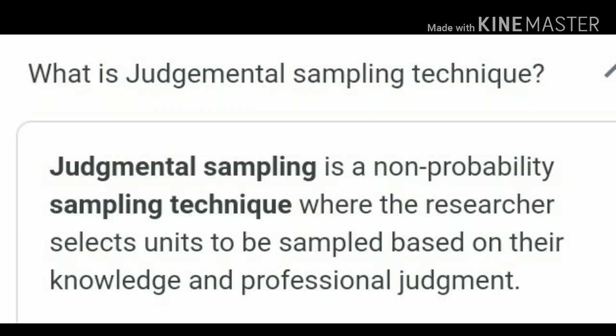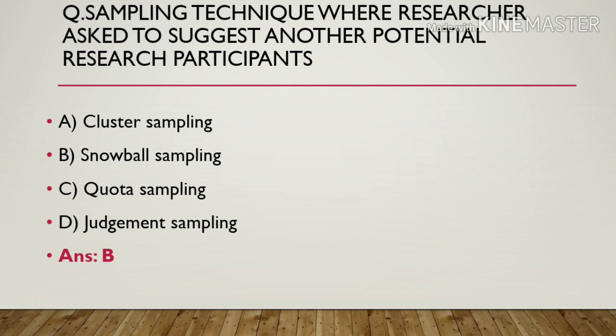Judgment sampling is also a non-probability sampling technique where the researchers select the units to be sampled based on their knowledge and professional judgment. Here we have discussed the topic snowball sampling because this is the sampling technique under which the researcher asks the research participant to suggest another potential research participant. Moving to the next question.